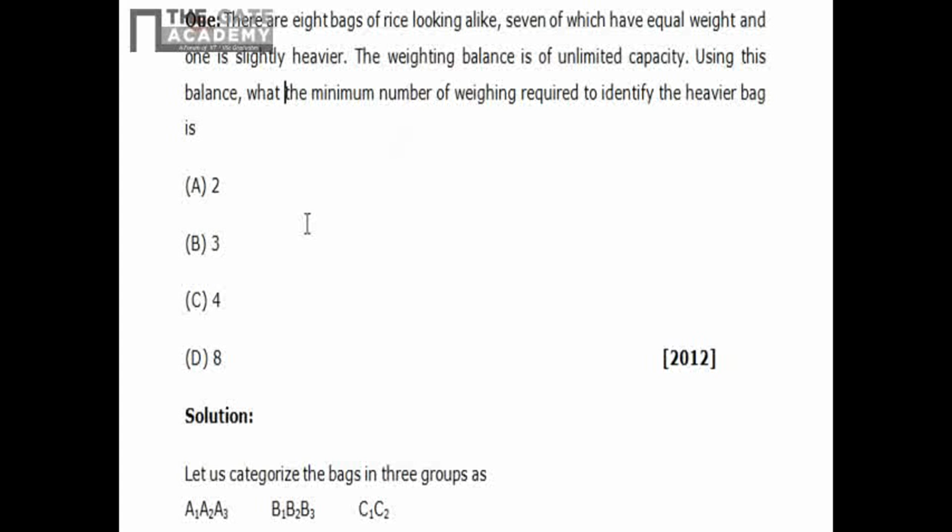Generally the approach of students is to divide 8 into 2 parts, that is 4 bags each, then keep them on the 2 sides of the balance, see which is heavier, then divide again into 2 and 2. But this is the wrong approach. I will show how.